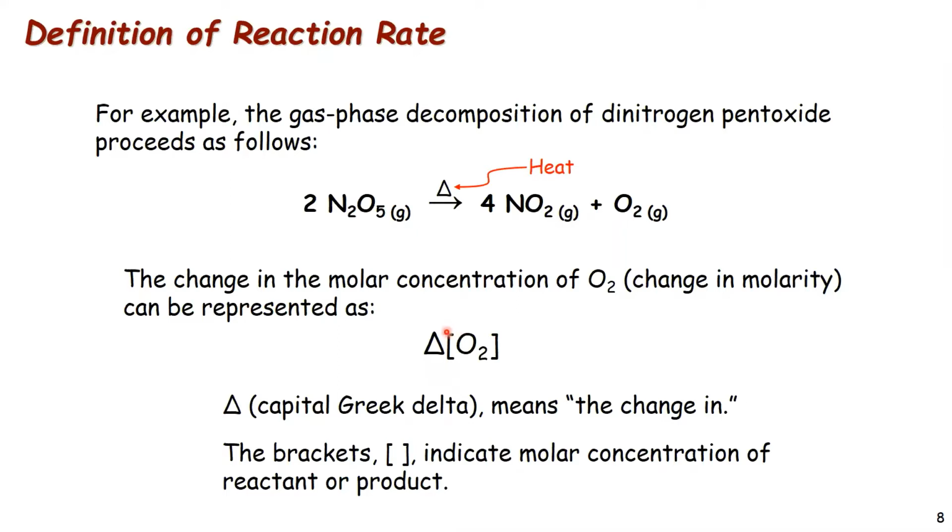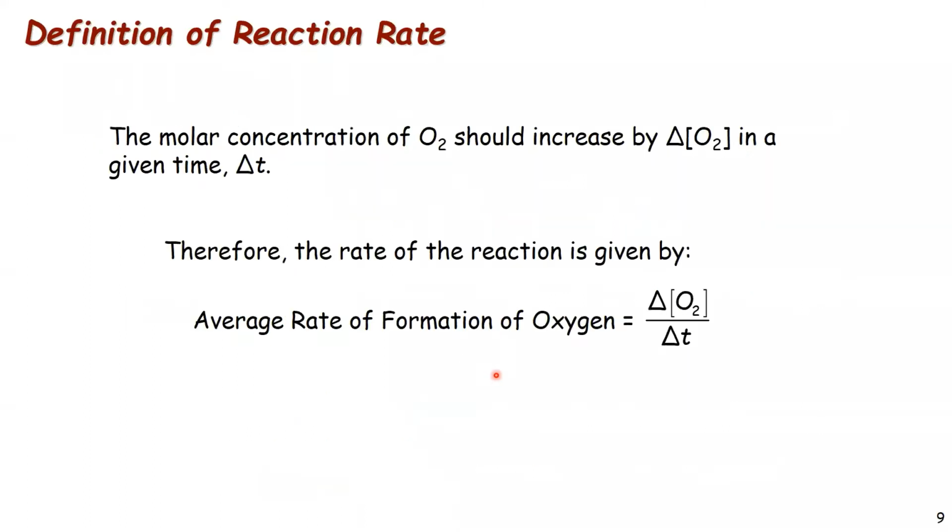The square brackets mean that it's a molar concentration, okay? So this is the change in the molar concentration of O2. Now it's per unit time. So the average rate of formation of oxygen is positive because it's a product. We always assume that it's increasing, so this number is always positive, okay? And per unit time. So how did this concentration change over a given amount of time? So this is the average rate of formation of our product, oxygen.